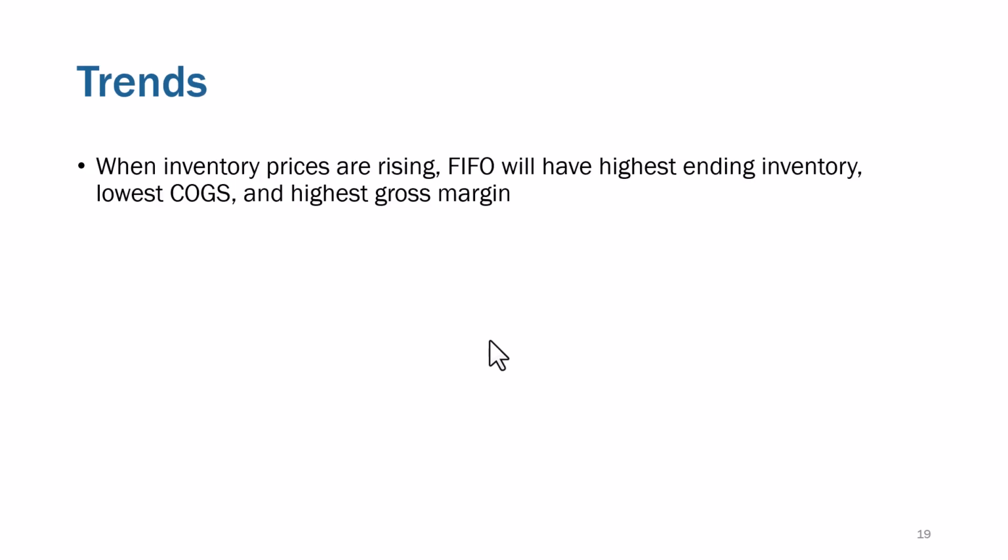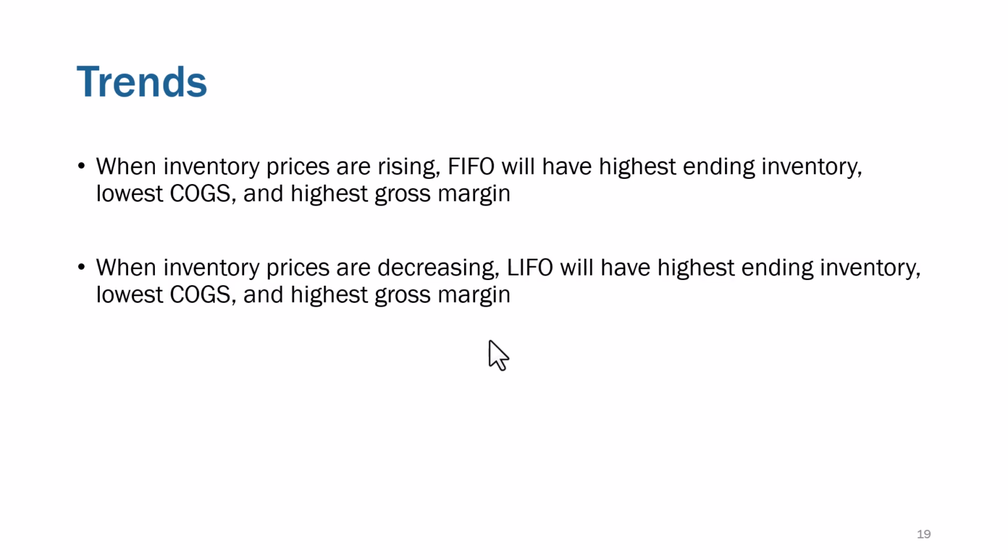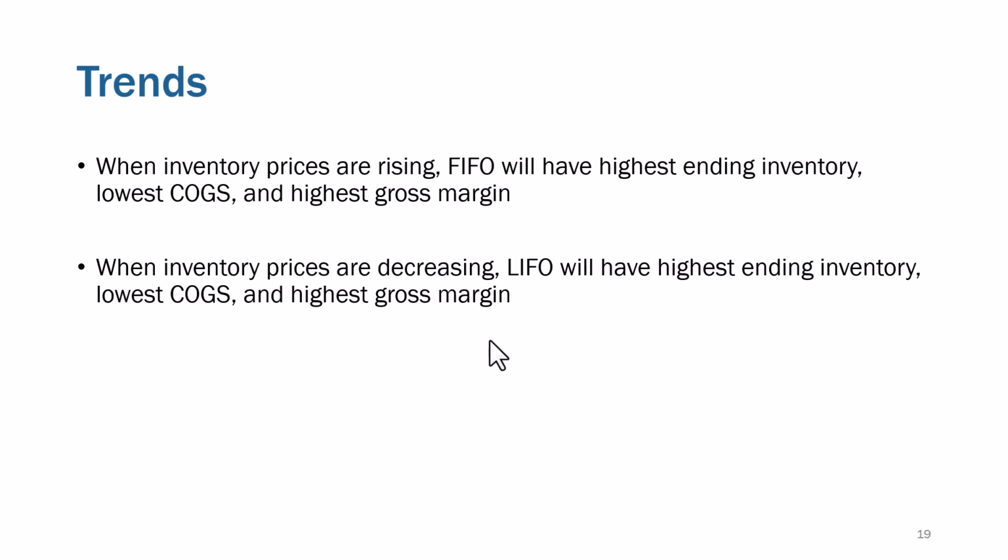Now the trends: when inventory prices are rising, like we just saw, FIFO is going to have the highest ending inventory, lowest COGS, and highest gross margin. In a period of deflation, which doesn't happen too often, it can happen with technology, where some stuff starts really pricey and then comes down in price over time, LIFO would have the highest ending inventory, the lowest cost, and the highest gross margin. But normally we're in a period of inflation, so FIFO has the highest profits. As a result, companies tend to choose FIFO more than any others. It's simple. It has the highest profits, so they just choose it and roll with it.